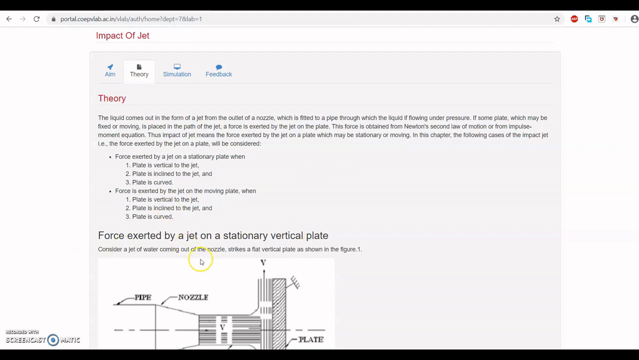Now if we talk about the impact of jet, it is dependent on Newton's second law of motion, which we call the impulse momentum equation. The impulse momentum equation is nothing but a derivation of Newton's second law. So you need to study first what you mean by the impulse momentum equation. Let's try to understand that first.